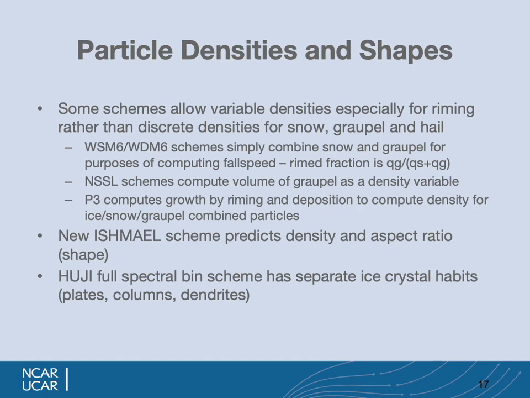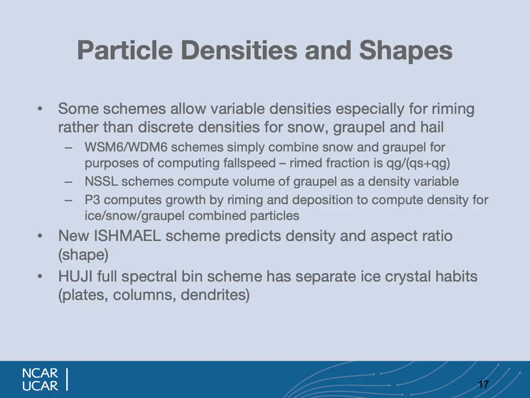Other schemes can do this in a more sophisticated way. They can predict the density, for example, and allow the fall speed to vary gradually as the density changes. P3 also looks at the riming and the depositional growth, so it can compute a kind of density, which will allow the particles to evolve naturally as opposed to through discrete stages.